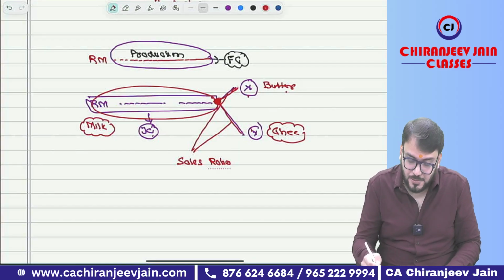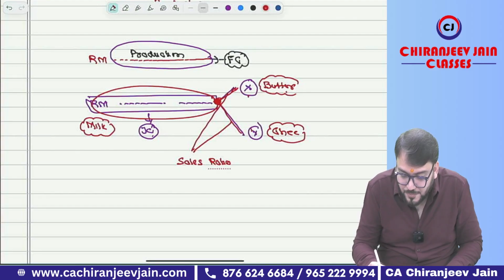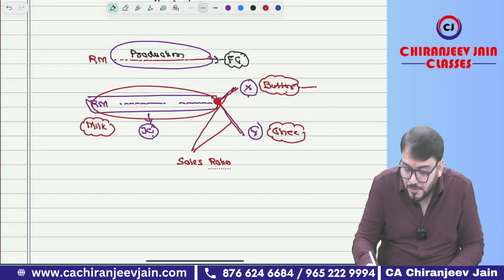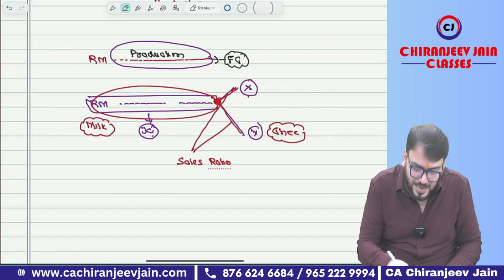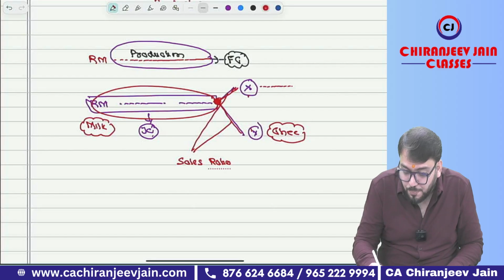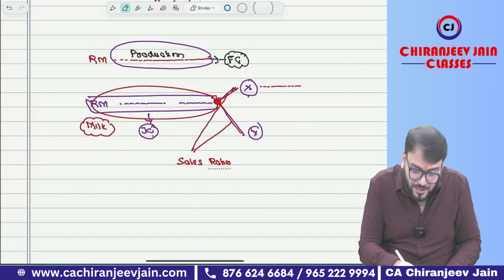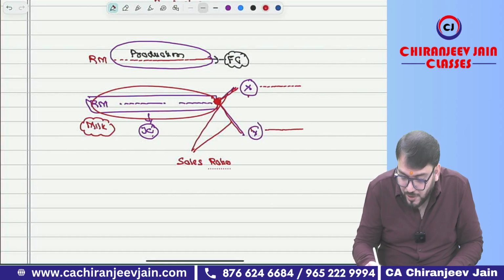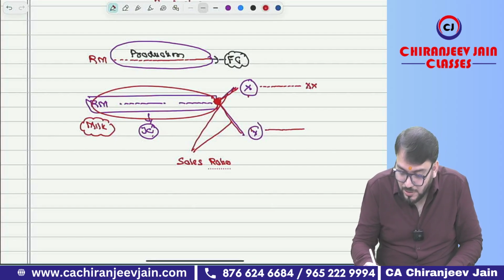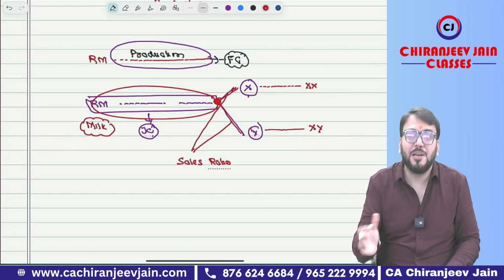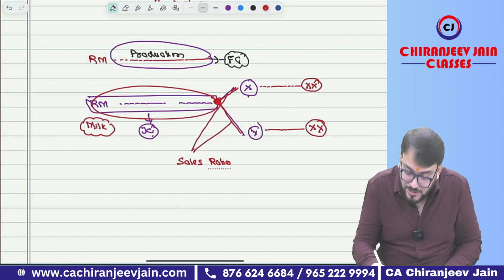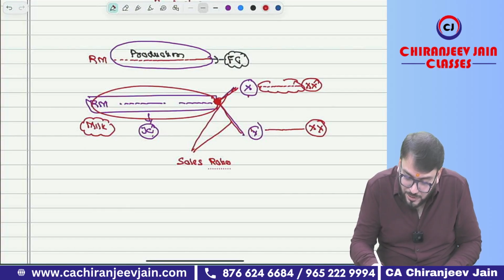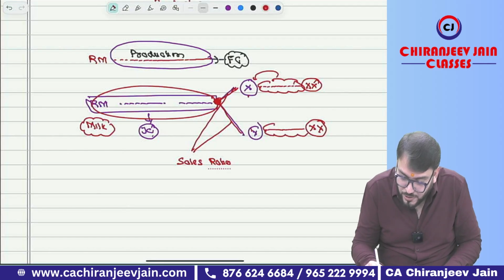But sometimes what happens? Butter is produced, but butter requires some more processing. Suppose X is produced and X requires some more processing, and Y also requires some further processing, so that a better product will be produced. Got this point? So suppose this is the main product. This cost is attributable only to X. This cost is only attributable to Y.